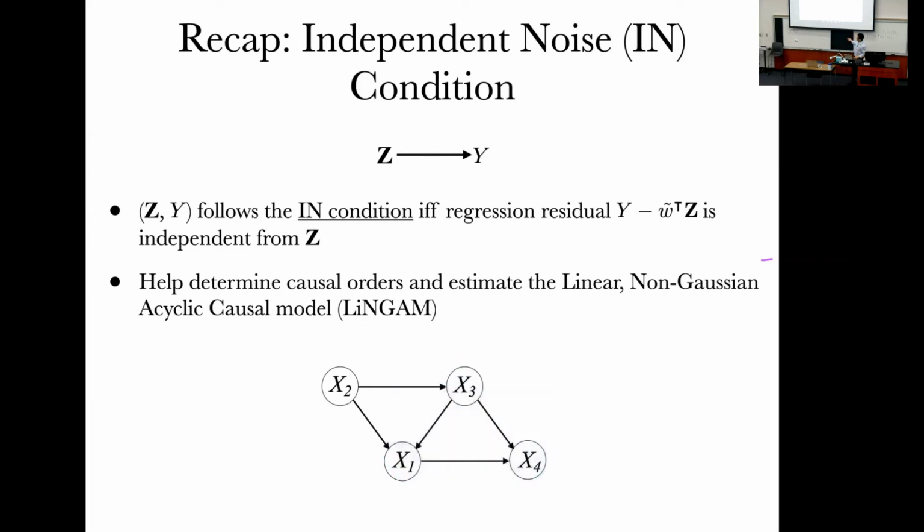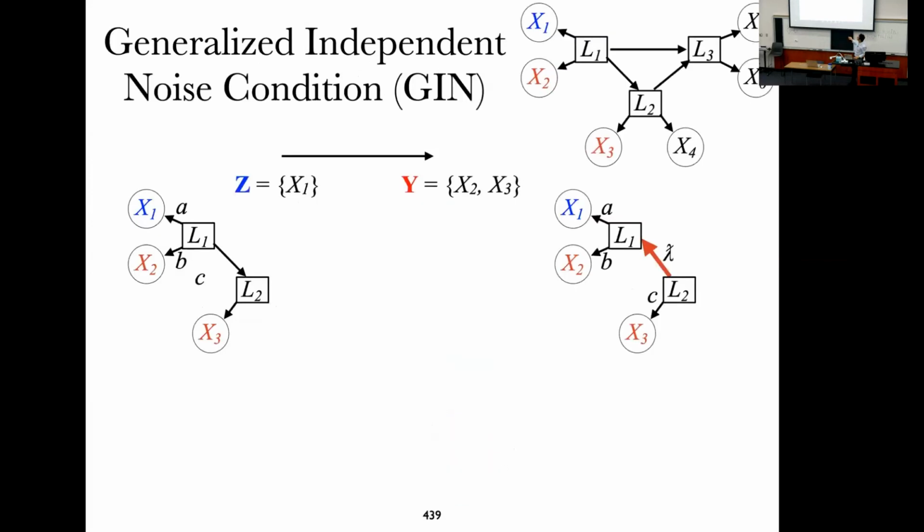What if you have latent variables? Let me give one example to illustrate one thing. Here, look at this example. This is the whole graph. I only consider part of it. And right here, you can see we have a causal influence from L1 to L2, right?